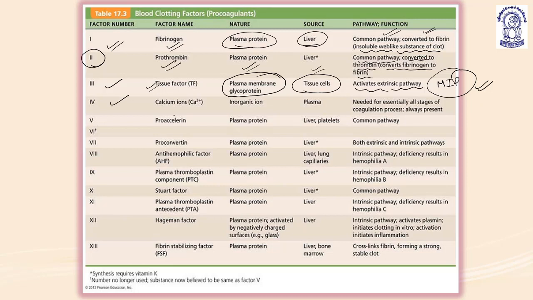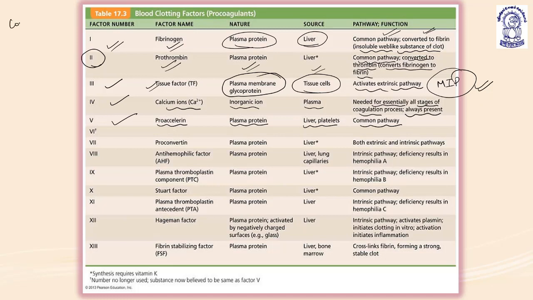Factor number four, calcium ions. They are inorganic ions, source plasma, and they are needed for essentially all stages of the coagulation process. They are always present. Factor number five, proaccelerin. It is a plasma protein. The source is liver and platelets, and it is involved in the common pathway.